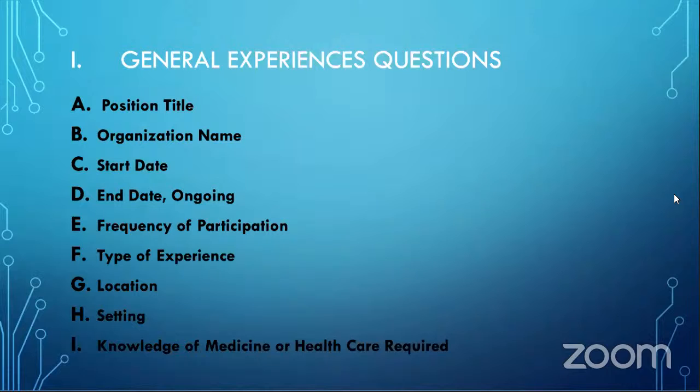So in the general experience questions, we have position title. This means, for example, if I was doing a volunteer job, right now I'm doing a volunteering job, my position is a teacher. So just define yourself, whatever. Then the organization name, the start and end date, or whether it is ongoing. Then the frequency of participation, if you participate once per week, weekly, daily, whatever. Then the type of the experience, as we mentioned before, the location, setting, and whether knowledge of medicine or healthcare is required.